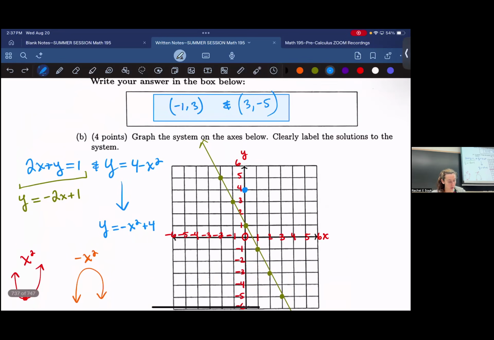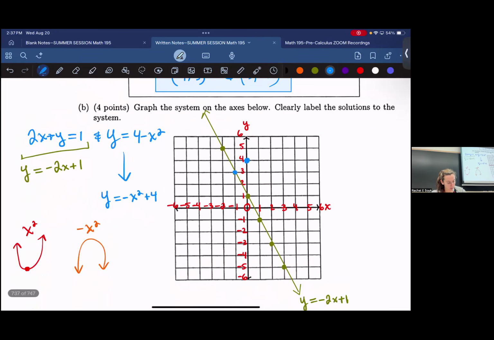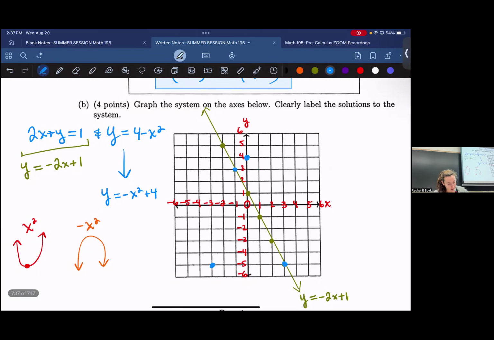We know the solutions, (-1, 3) is an intersection point, and we know (3, -5) is also an intersection point. And if the vertex is on the y-axis, then we can just use our knowledge of reflection to create their symmetrical points. So 3 points over, we have a point here at (-3, -5). And then we have a point at (1, 3).